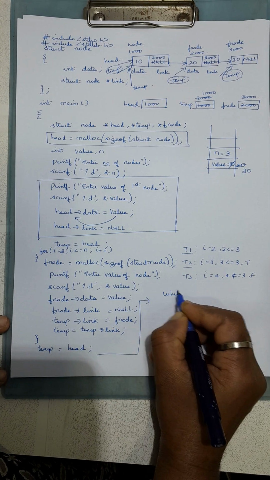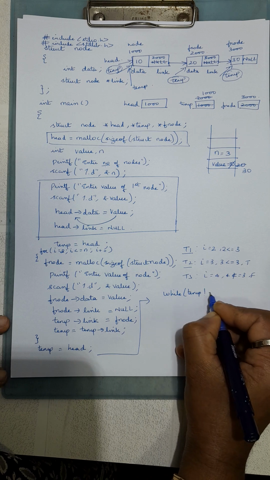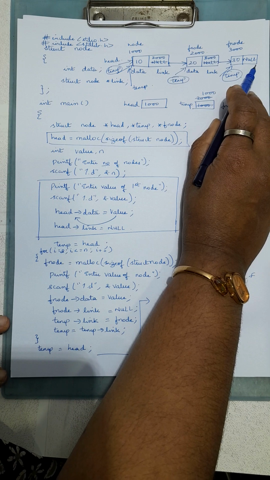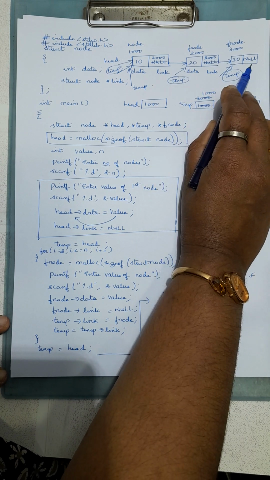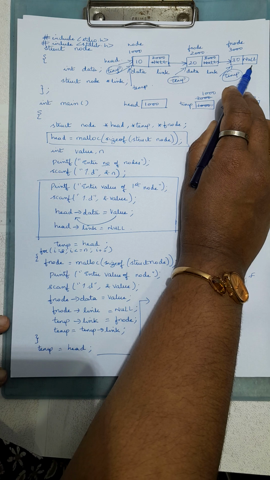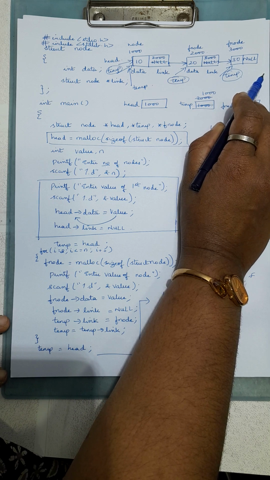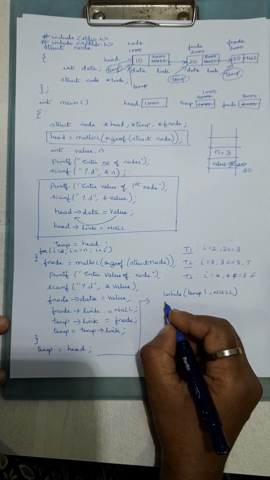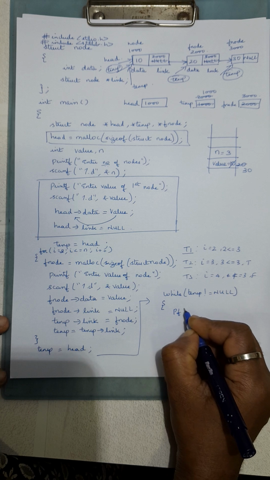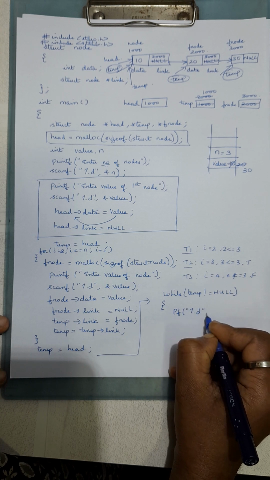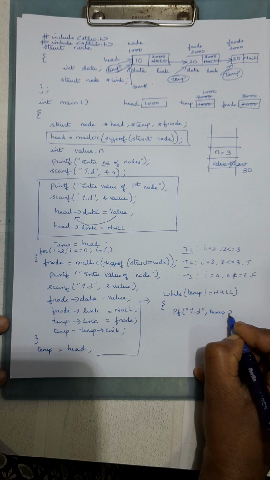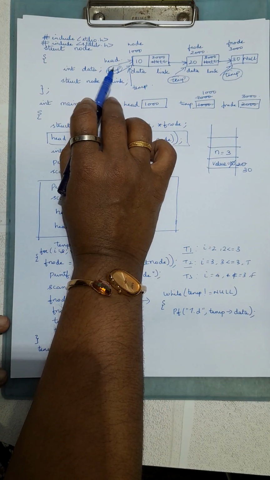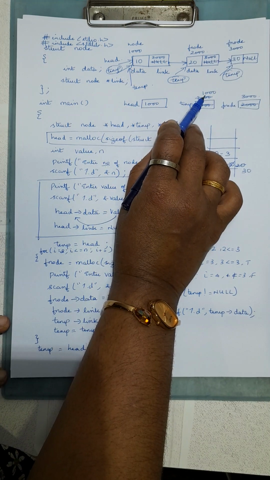Then the continuation here. What do I do? I check while temp not equal to null. Why? When temp pointing to link is equal to null, when temp value is equal to null, in such case there are no further nodes, right? So I just take temp not equal to null. It enters. Okay, printf %d temp pointing to data. Temp is not equal to null. It is 1000, right?